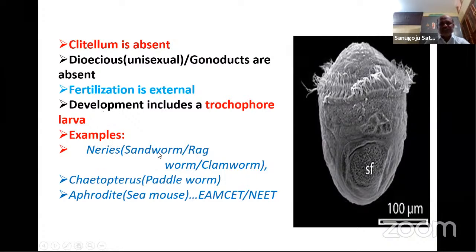Actually, Nereis is commonly called sandworm, ragworm, or clamworm. These are the common names. Nereis is otherwise called Neanthes. Chaetopterus is a paddle worm, just like a paddle in a boat, it looks like that. Aphrodite is a mouse-like structure present in the sea, that's why it is called the sea mouse. This may be asked in MHT-CET and NEET examinations, so you have to concentrate more on the scientific names.